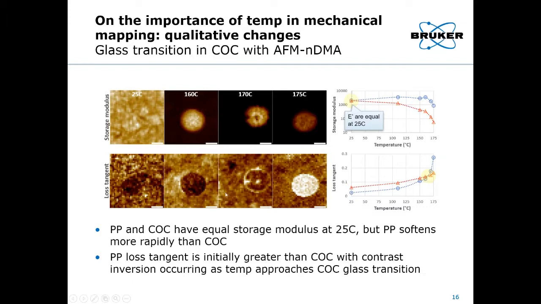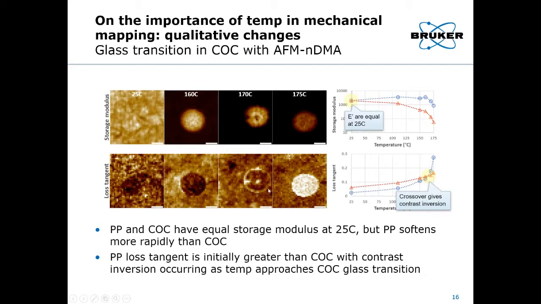Now with the loss tangent, what happens is the polypropylene starts out lower in loss tangent than the COC. And then as the temperature increases, they actually match pretty well. And then we have a contrast inversion where the COC now has significantly larger loss tangent. And so at that point, the sample is almost like a sponge full of liquid. It's very, very lossy, and it really damps the material significantly, at almost 0.3 for the loss tangent.